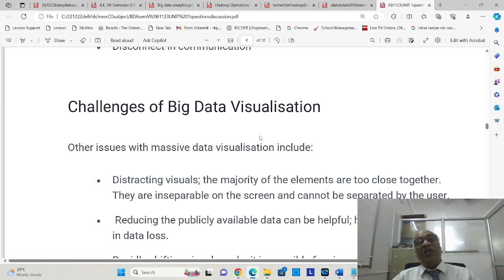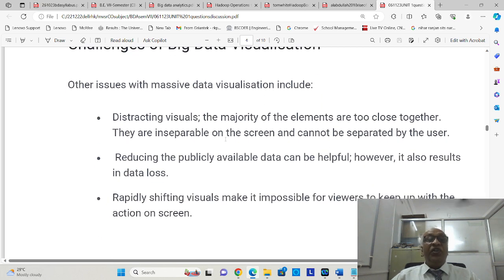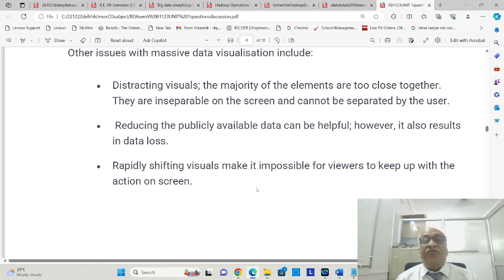If you are speaking about big data visualization, the visuals may be distracting because all the elements are close. For the publicly available data, I can reduce it, but there may be a data loss. If I am rapidly shifting the visuals, it is highly impossible for the viewer to keep up with the action on screen.